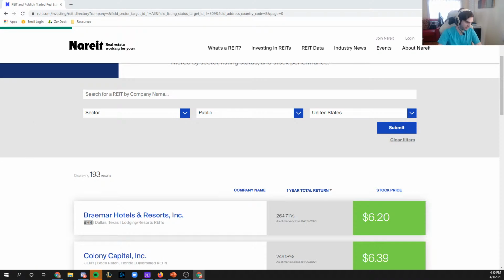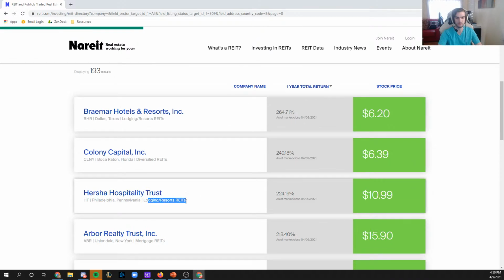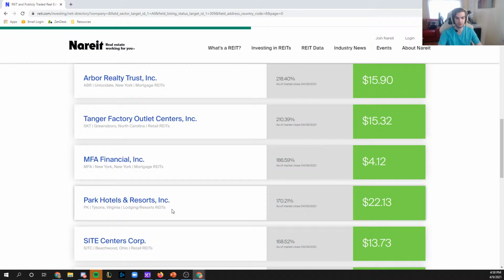Lucia is saying, so if it's not earning money, what happens? Do you think it's due to COVID? Again, I'm not an economist, and it's very hard to say exactly what we're seeing because, I mean, look right here. The top returning REIT is lodging and resort REIT. Lodging and resort REIT. Mortgage REIT. Retail, mortgage, lodging and resort. So it's not that the industry is performing poorly.